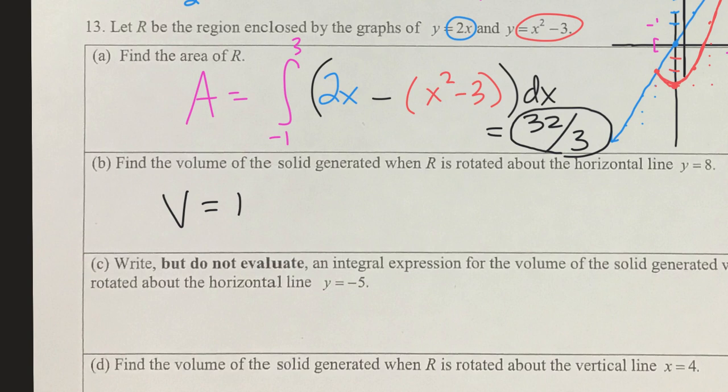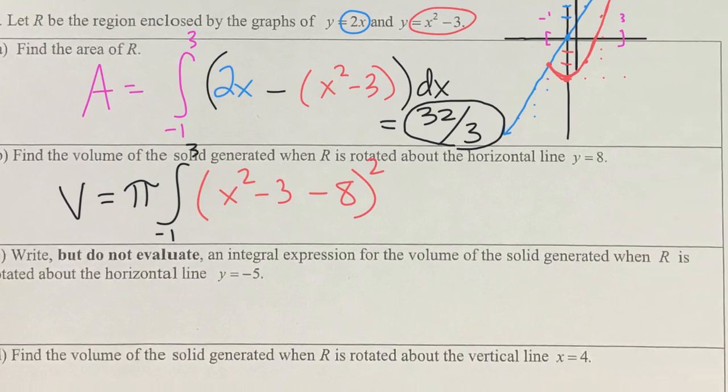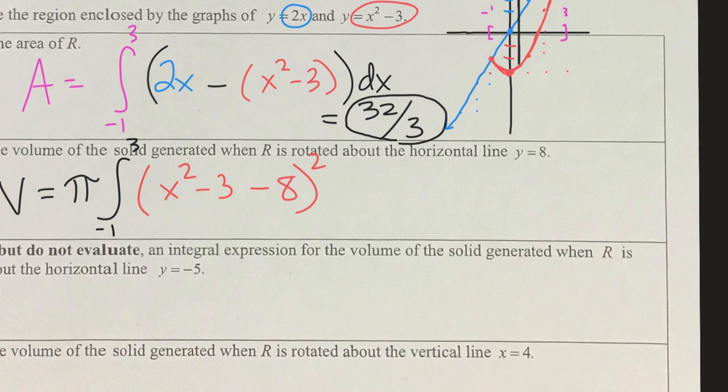So volume equals pi times the integral from -1 to 3 of (x squared minus 3 minus 8) squared, right? Because the area of a circle is pi r squared. So your radius is given to you by the function x squared minus 3 and then minus 8, because 8 is your axis of rotation.